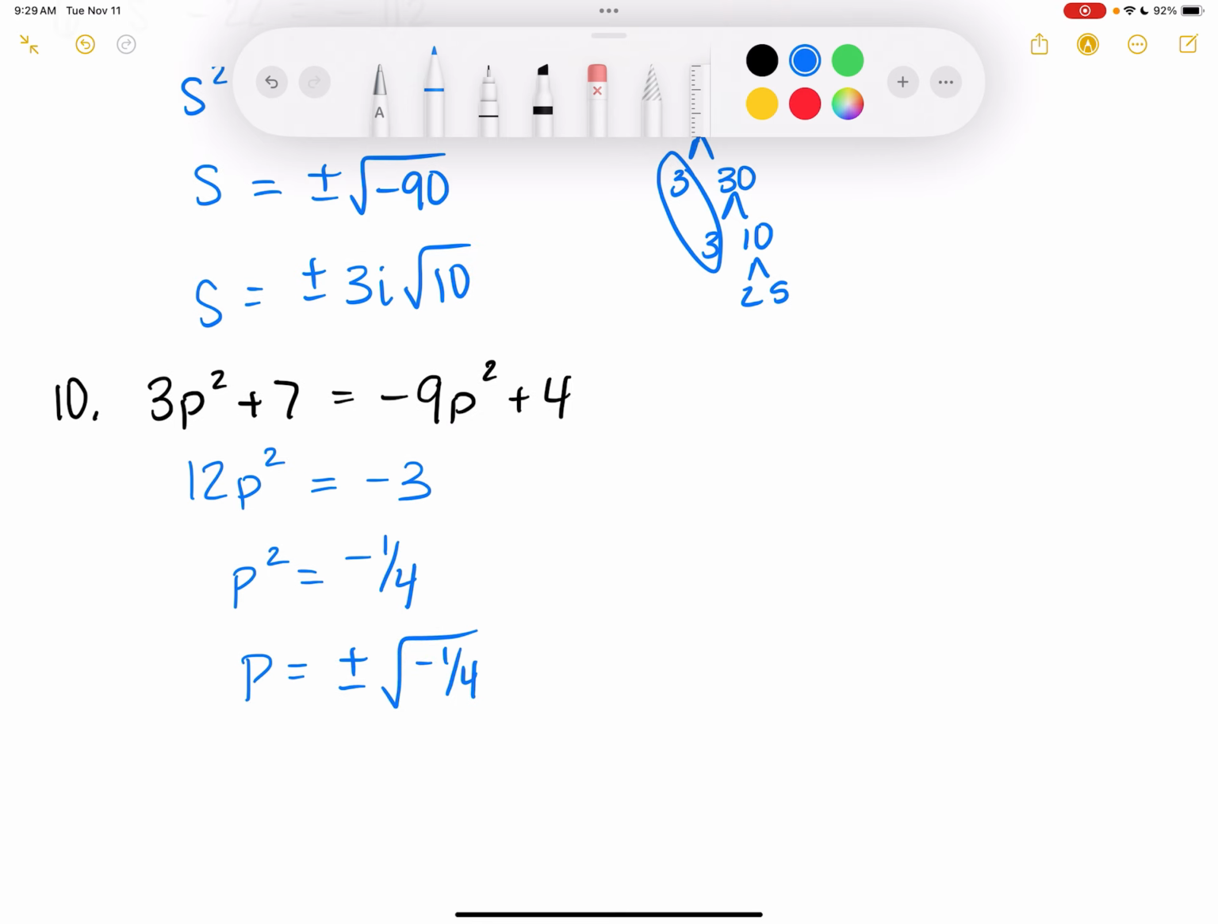Remember, this is the same thing as plus or minus the square root of negative 1 over the square root of 4. I'm allowed to break it up, and it doesn't matter if I put the negative on top or the bottom, I'm going to get the same thing. Just with an i. So p equals plus or minus 1/2 i.